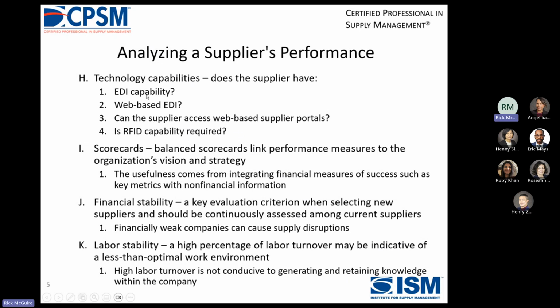Technology capabilities, if the supplier can't do this stuff, we probably don't want to be working with them. Well, RFID we don't use because it's expensive. Scorecards, we've got 2 types. We've got SPM, and then we've got the one in GPPS. And financial stability, our controllers look at labor stability. What's their labor turnover? If it's less than optimal, meaning it's a high labor turnover, could be they're not paying the workers enough and they're going elsewhere for a better deal.